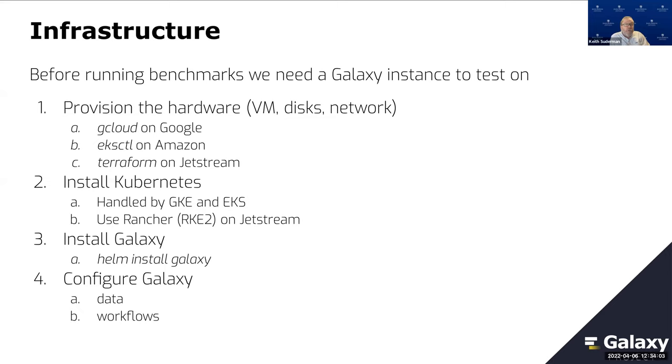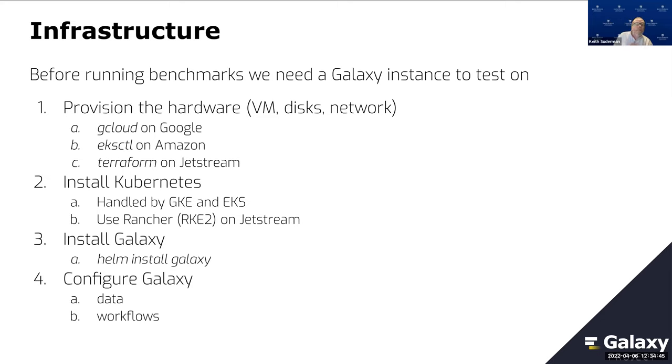Kubernetes is an orchestration platform that will take a number of individual machines and combine them so that it looks like a single supercomputer. On Google and Amazon, they have managed Kubernetes clusters for you. So when we say gCloud create a cluster, by the time that cluster comes up, Kubernetes is already installed. Jetstream doesn't have anything like that. So we need to use, as I said, Terraform and some Ansible playbooks to actually install Rancher, which is a Kubernetes engine that's freely available.